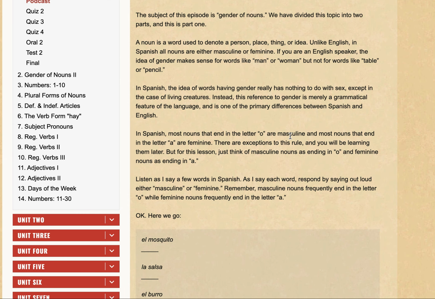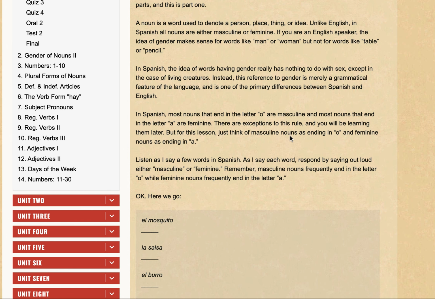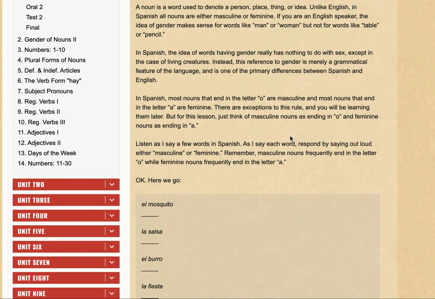In Spanish, the idea of words having gender really has nothing to do with sex, except in the case of living creatures. Instead, this reference to gender is merely a grammatical feature of the language and is one of the primary differences between Spanish and English.